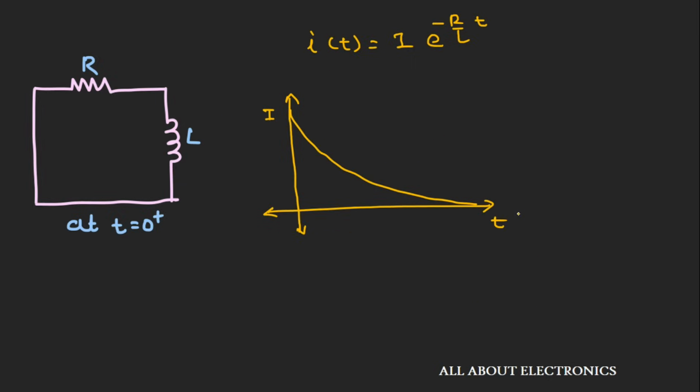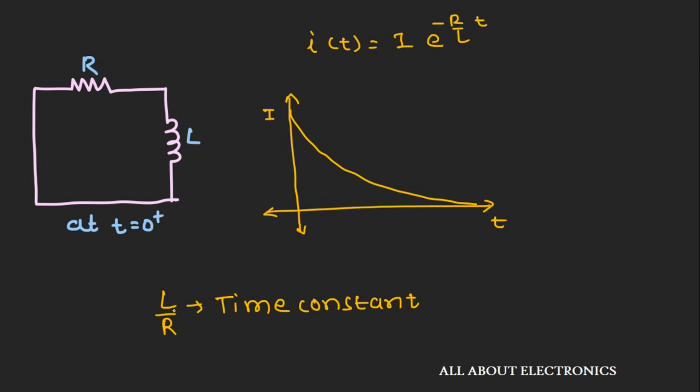And graphically, the plot for this inductor current will be similar to the discharging curve for the capacitor. At time t equals 0, the value of this inductor current will be I, and as time progresses, the value of this inductor current will reduce, and at time t equals infinity, or in steady state condition, the value of this current I will be 0.